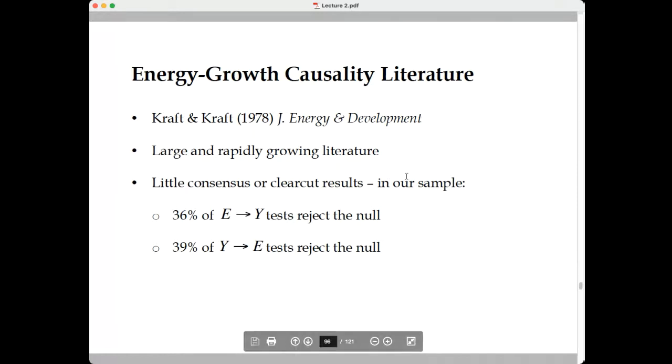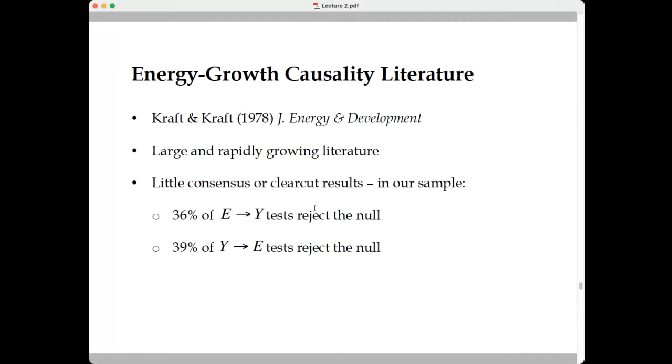So when we look at this literature, we didn't use all 500 papers in the end. We threw a lot of them out. We used basically a sample from them. And when we looked at these, our sample still had about 500 tests in each direction. Does energy cause growth or growth cause energy? About 36% of the tests of whether energy causes growth rejected the null. And so they said energy causes growth.